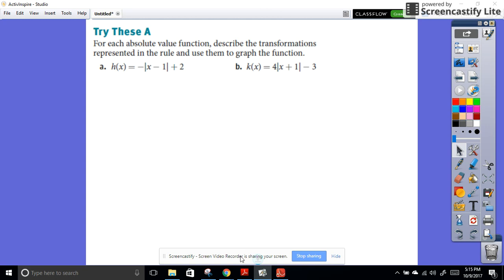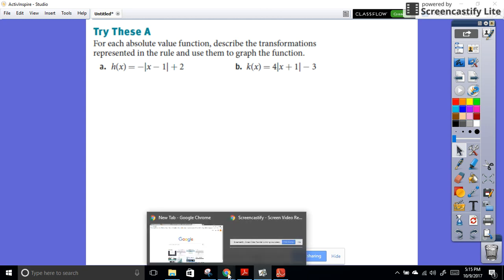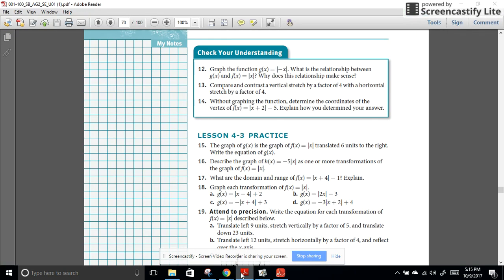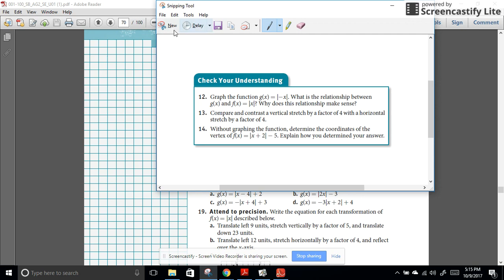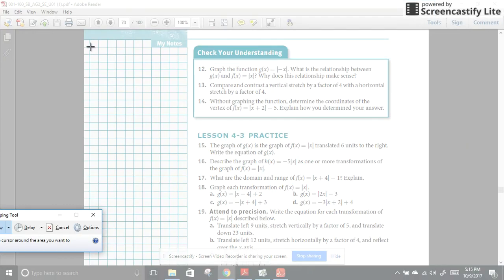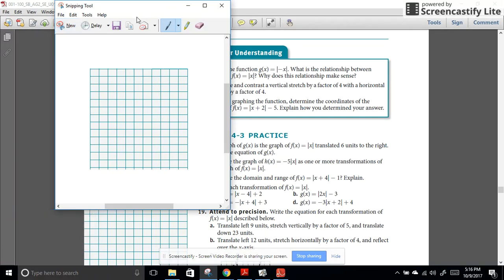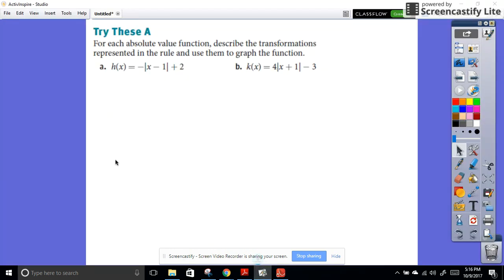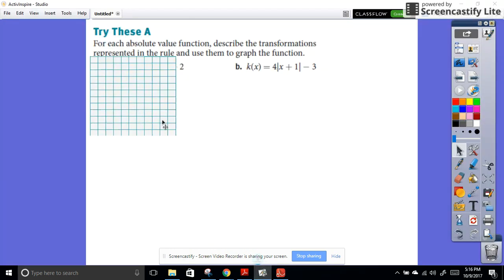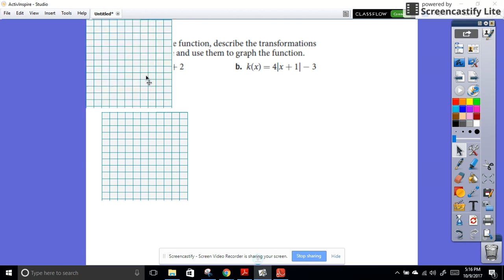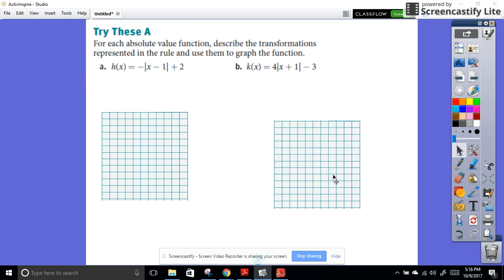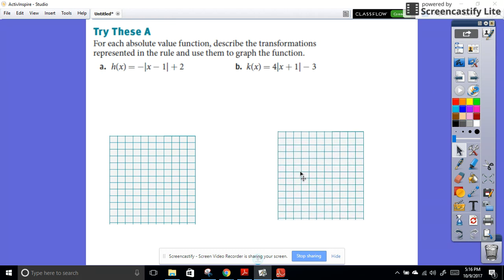Okay, so I guess I really didn't get it all copied and pasted, because in order to graph the function, I really am going to want a piece of graph paper. So let me run over here and copy and paste the graph paper real quick. Okay, so describe the transformations first.